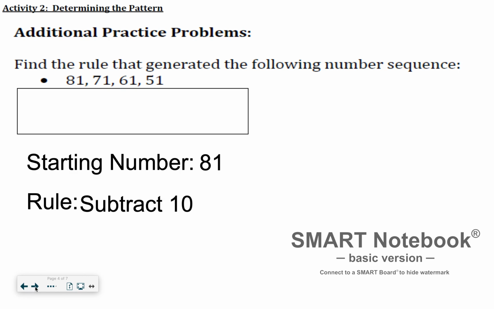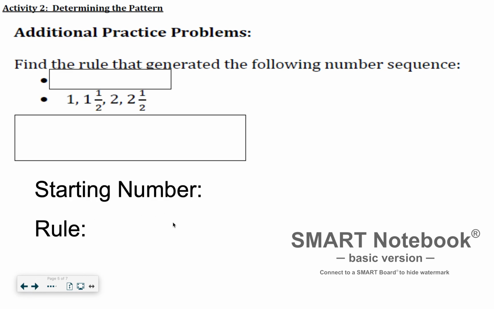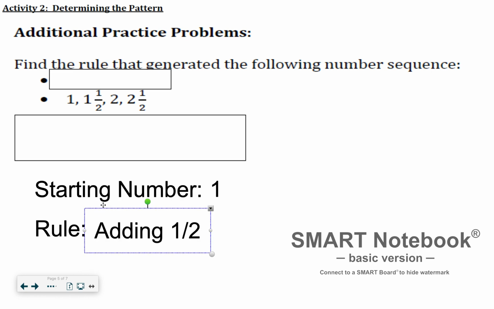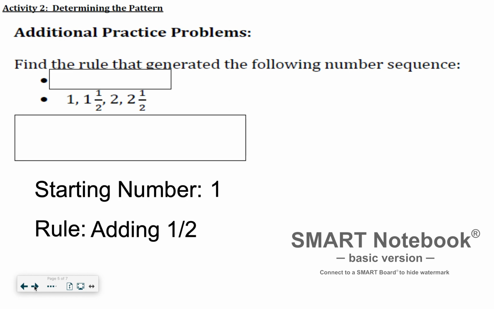Awesome. Let's try another one. Find the rule that generated the following number sequence. 1 is our starting number, and the sequence is getting larger. 1, 1.5, 2, 2.5. It seems as though it is adding a half every time. 1 plus a half is 1.5. 1.5 plus a half is 2. And 2 plus a half is 2.5. So we're just adding a half every time.